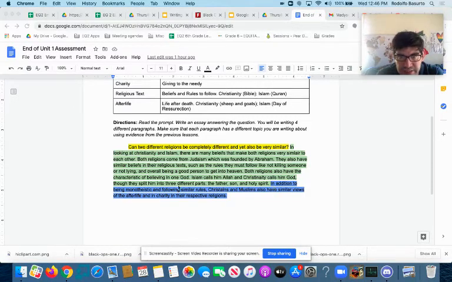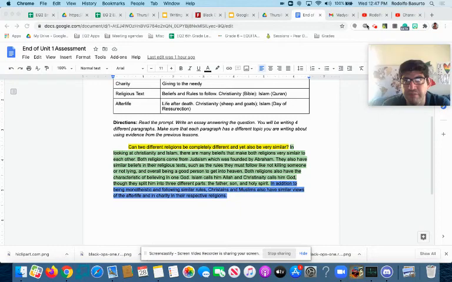So in this case, I say, in addition to monotheism and following the rules, Christianity has similar views of the afterlife and charity in their respective religions. And so that's where the two body paragraphs coming after come in: one is going to focus on the afterlife, the other will focus on charity, and then a conclusion to wrap everything up at the end. That way we are aware of where we're going.